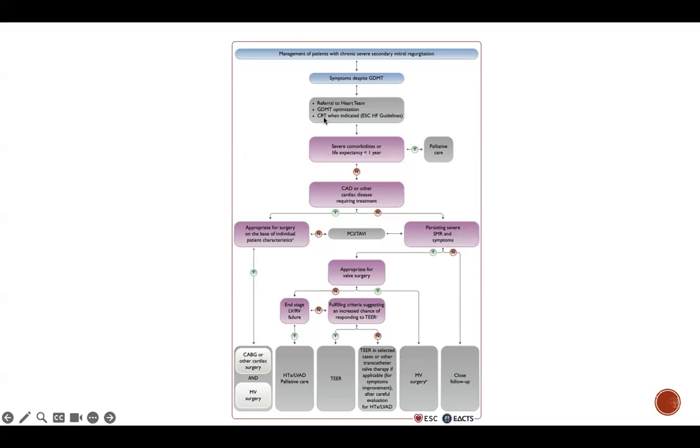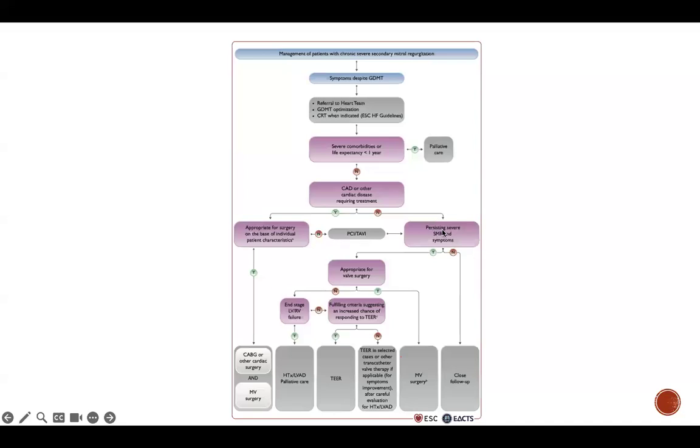If he is indicated for CRT-D as per guideline, put CRT-D in before you put in any intervention, before you proceed with any clip. Then after the patient is under all of this and still symptomatic, assess the patient's comorbidities and life expectancy. If it's more than 1 year, then you go further and assess his coronary, his other cardiac disease, his aortic valve. If he has aortic stenosis, address it; if coronary artery disease, go with PCI; and then go back again and assess his mitral regurgitation after that.